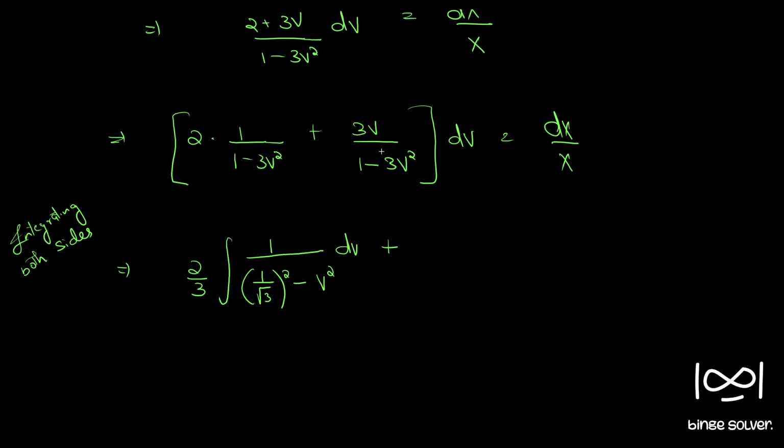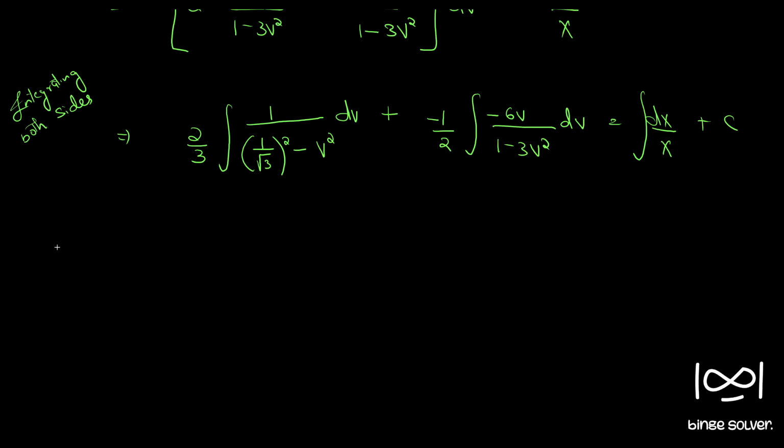So to bring minus 6, we need to multiply and divide both by minus 1 by 2. So this becomes minus 6v by 1 minus 3v square dv equal to integral dx by x, plus we'll add an integrating constant, so c. So we have here, if you remember the standard formula for integral dx by a square minus x square is equal to 1 by 2a log (a plus x) by (a minus x). So we'll use this standard formula to solve this first integral.